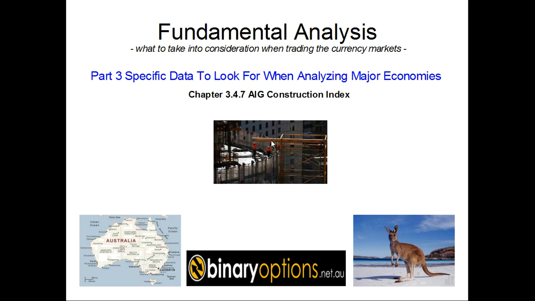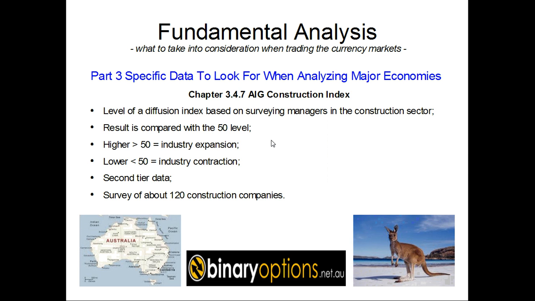The AIG Construction Index is released monthly on the 5th business day after the month ends, 23:30 GMT during the Asian session. It is a level of a diffusion index based on surveying managers in the construction sector. The result is compared with the 50 level, higher than the 50 signals industry expansion, lower than the 50 signals industry contraction. It is a second tier data. However, markets are being highly influenced by it if the actual comes different than the forecast in a big way.